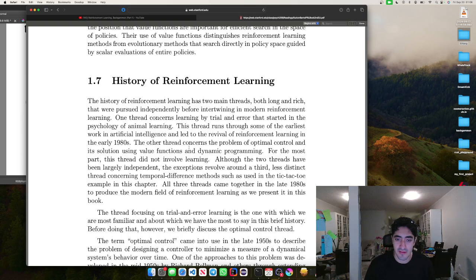The other thread concerns the problem of optimal control and switching using value functions and dynamic programming. For the most part, this thread did not involve learning. Although the two threads have been largely independent, the exceptions revolve around a third, less distinct thread concerning temporal difference methods, such as used in the tic-tac-toe example in this chapter. All three threads came together in the late 1980s to produce the modern field of reinforcement learning as we present it in this book.